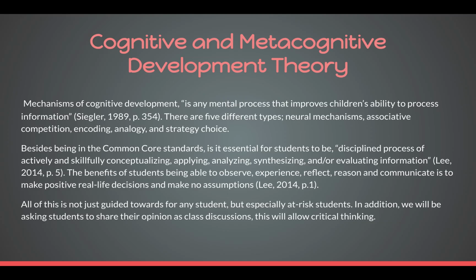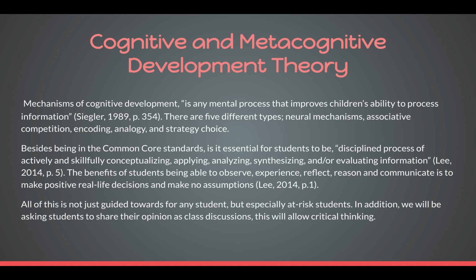Cognitive and metacognitive development theory. Mechanisms of cognitive development is a mental process that proves children's ability to process information. There are 5 different types, which are the neural mechanisms, associative, competition, encoding, analogy, and strategy decision choice.